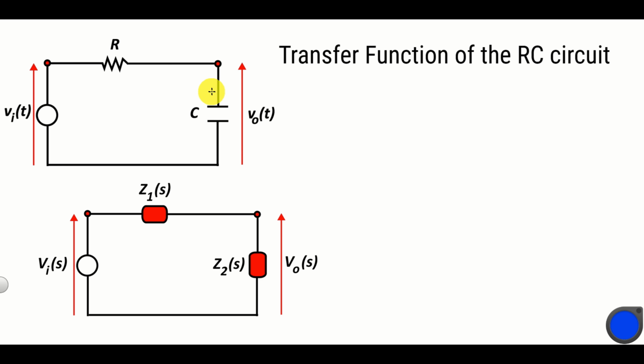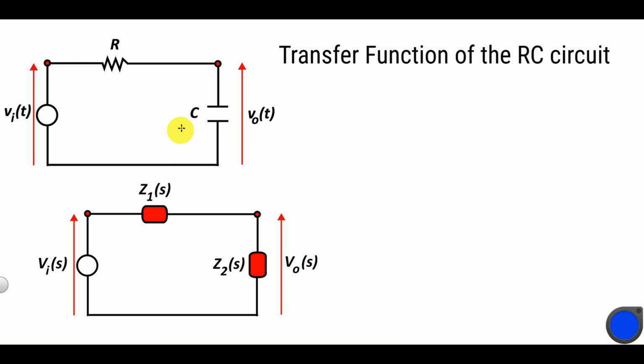Our goal is to derive the transfer function from the input voltage, that is from Vi of t, to the output voltage, that is to the Vo of t. There are at least two approaches to solve this problem. The first approach is to write a differential equation describing the dynamics of this system and then to perform the Laplace transform. Another approach, which is easier and which we follow in this video tutorial, is to use the impedances.